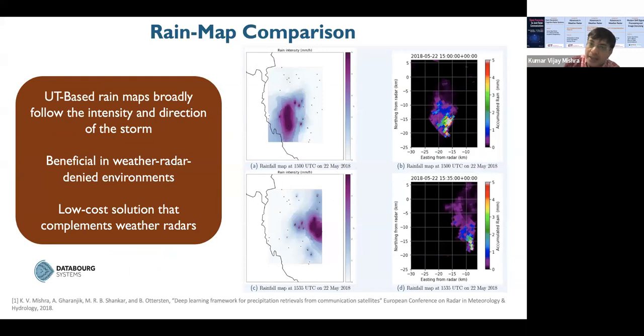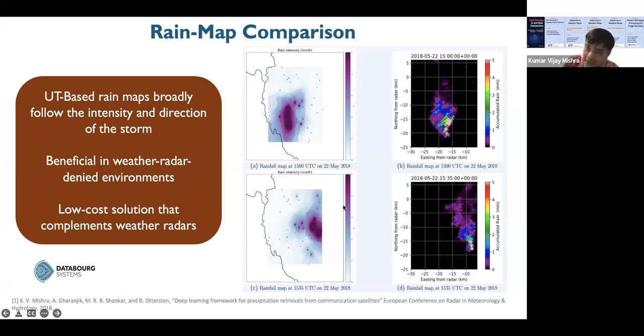What you see here is a comparison between what the German Weather Service radar sees on the right side, and what our satellite terminal, through all this processing using deep learning network, sees. So again, the accuracy is not the same for the satellite terminals, but it does capture the intensity, the pattern of intensity of storm and the direction. So here the storm is moving towards the northeast side. We see this blob moving towards the northeast side.